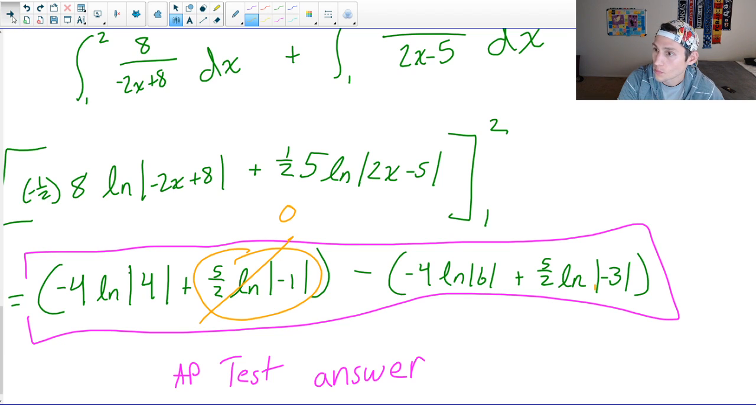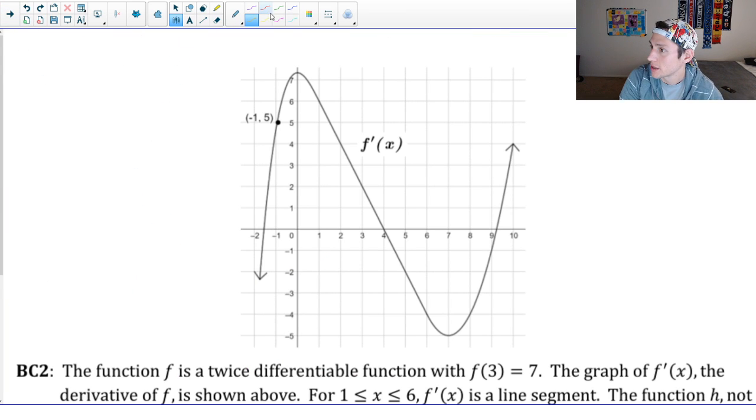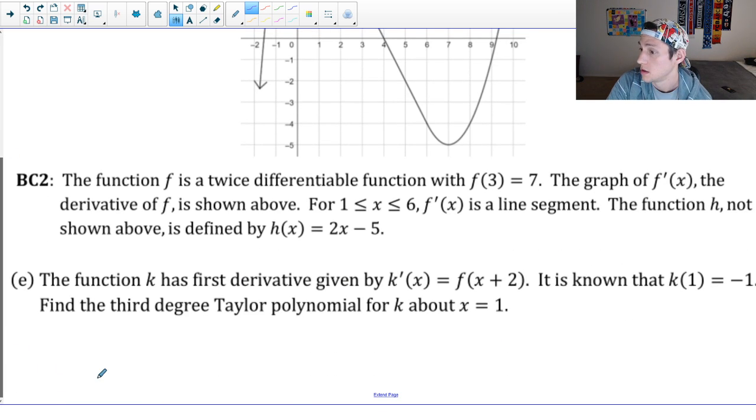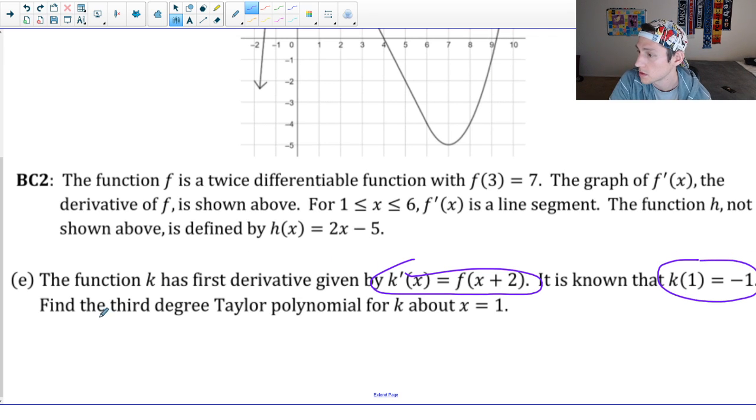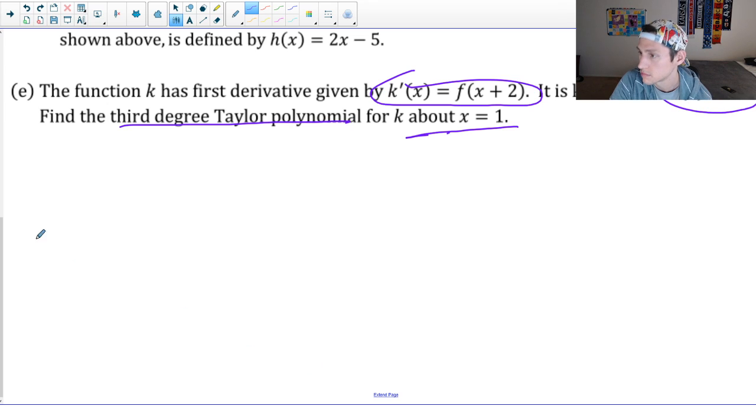Where are we at? Part E. All right, let's bring it home. The function k has the first derivative given by k prime is f of x plus 2. All right, that'll definitely be important. It is known that k of 1 is negative 1. Definitely important. Third degree Taylor polynomial centered about x equals 1. Okay.